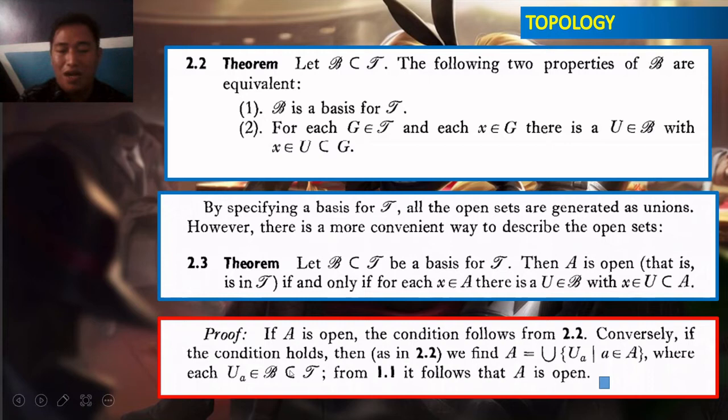Meaning, A is a union of members of script B. Therefore, if you have a union of members of script B, you are open, by the definition of a basis. So, therefore, our A is open. That's it. It follows that A is open.